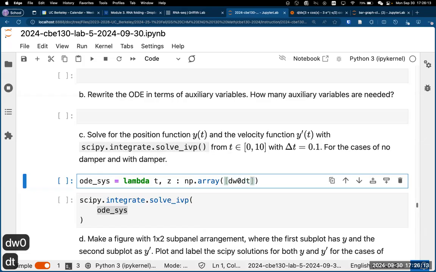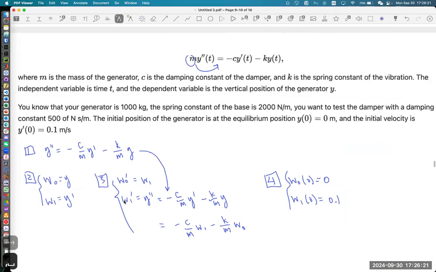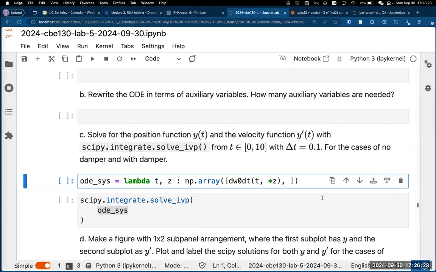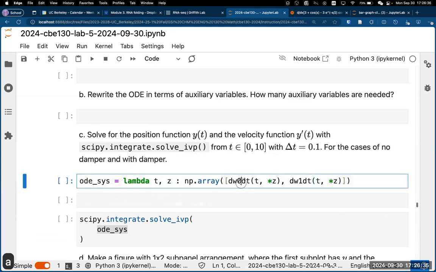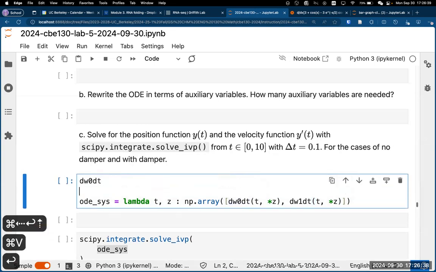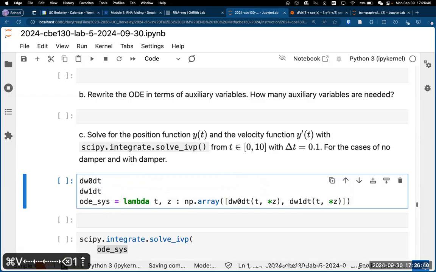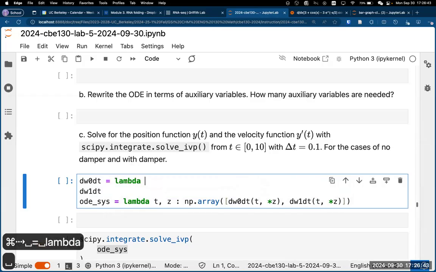dW0/dt evaluated at t and all the elements of z. Then the second thing is W1 prime, so dW1/dt evaluated at the independent variable and all elements of the dependent variable. And we want to define dW0/dt and dW1/dt. They should also take in t, W0 and W1, all in terms of auxiliary variables.